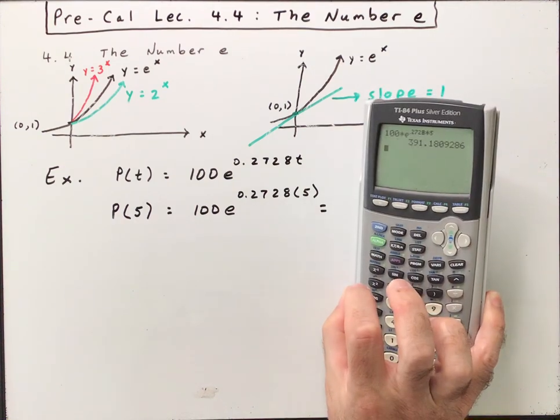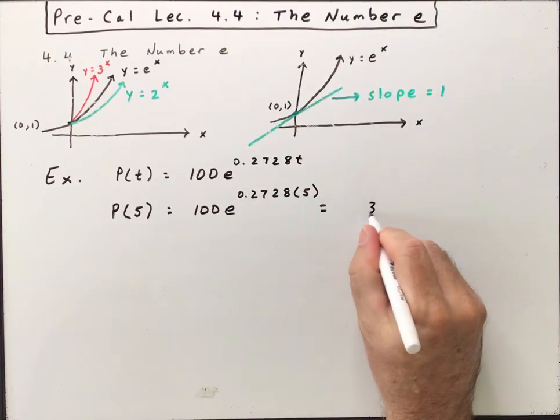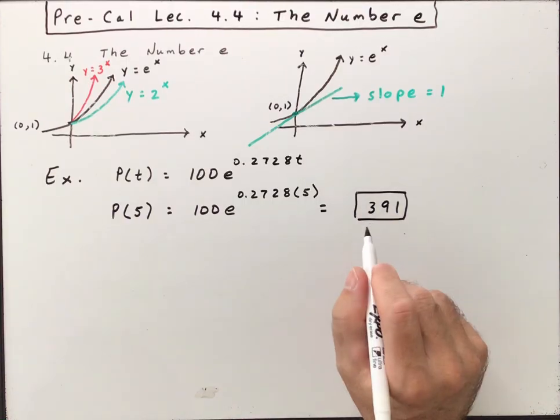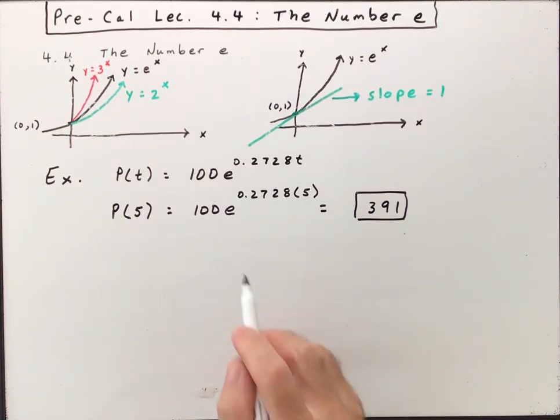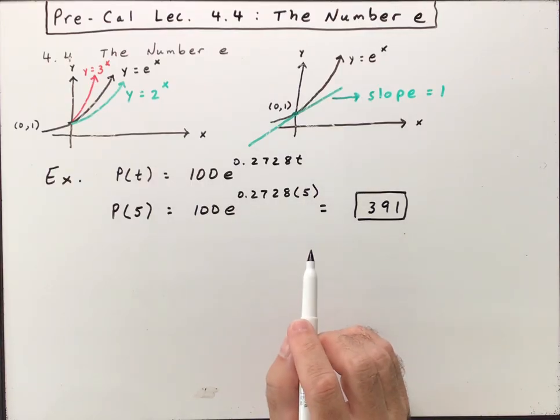And we have 391.2. We'll just round that since you don't have a 0.2 of a bacteria. We'll round that to 391 bacteria present after 5 hours because it's exponential. That's going to grow a lot as time goes on.